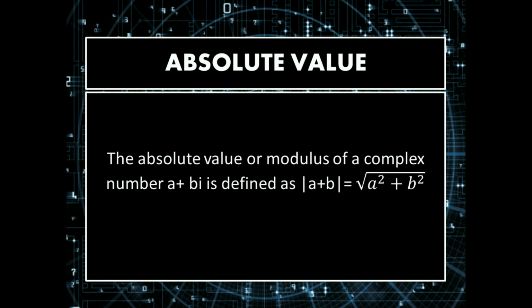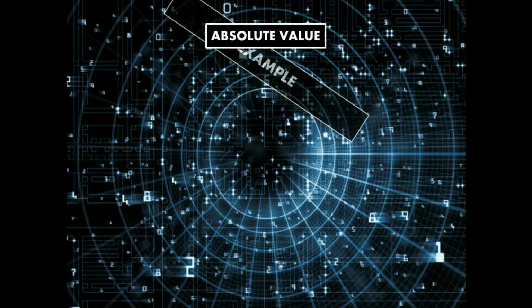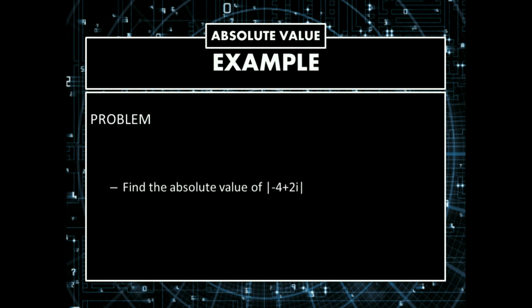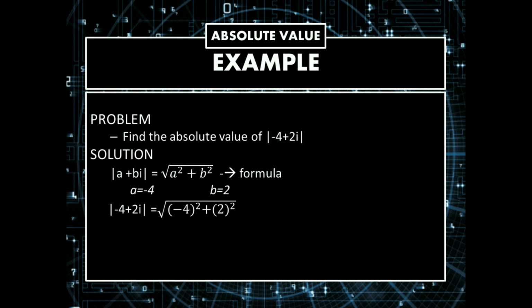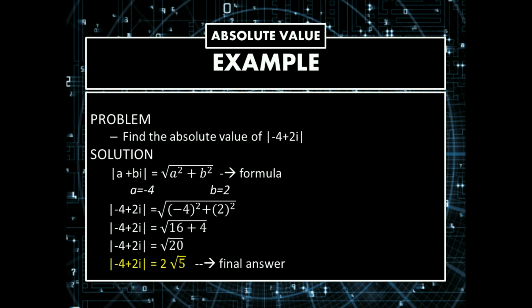For example, find the absolute value of -4 + 2i. We are going to use the formula |a + bi| = square root of a squared plus b squared, where a = -4 and b = 2. So we are going to substitute the values. And we come up with the final answer, 2 square root of 5.